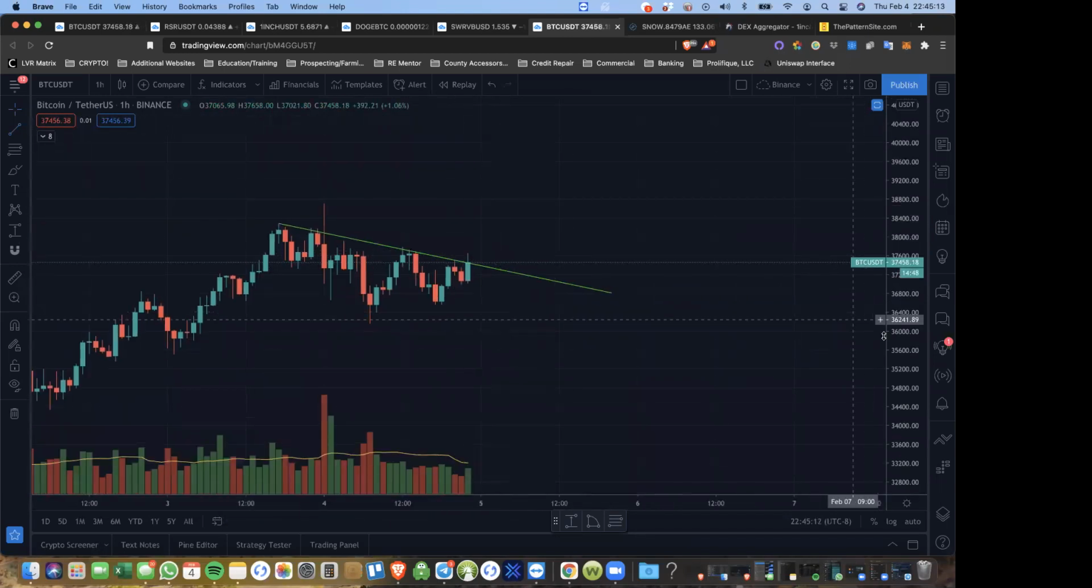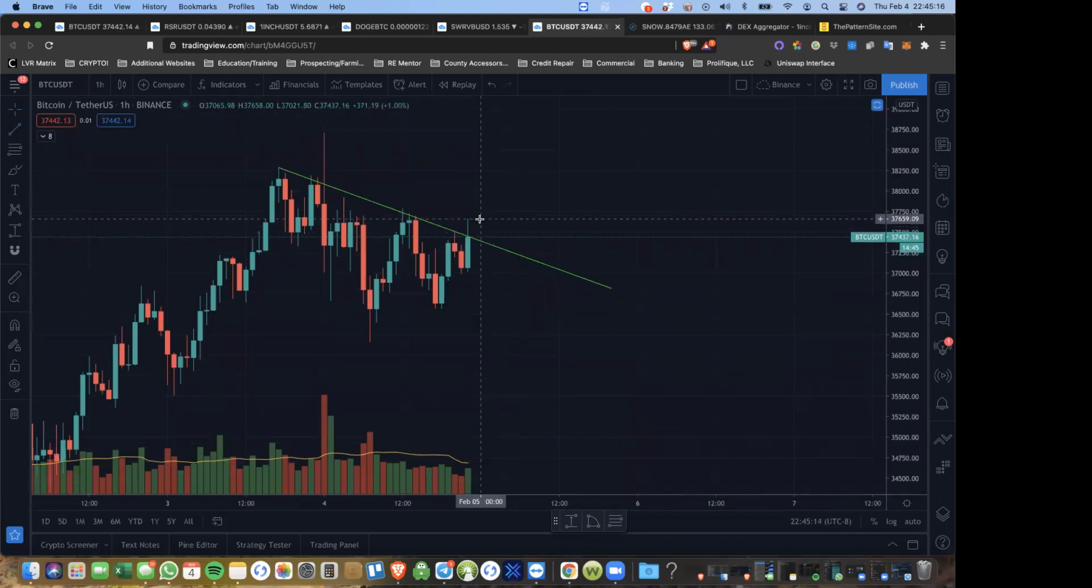That wick is saying, okay, some people bought, but there's more supply than there is demand. So that's what this green candle is, demand. If it comes down, there's more supply.